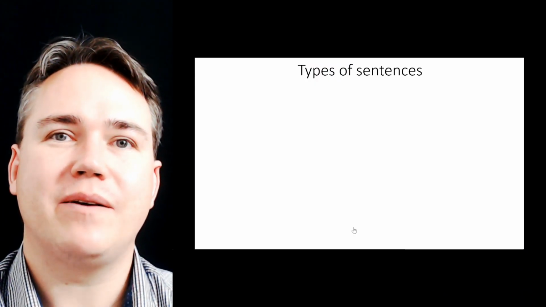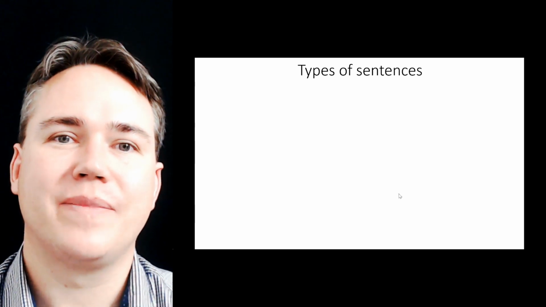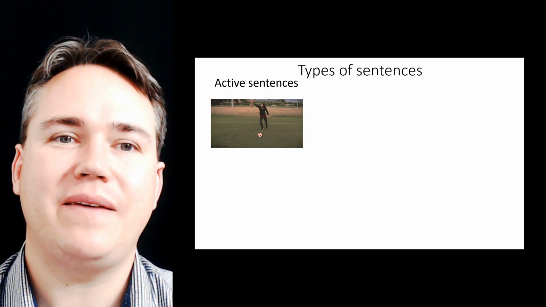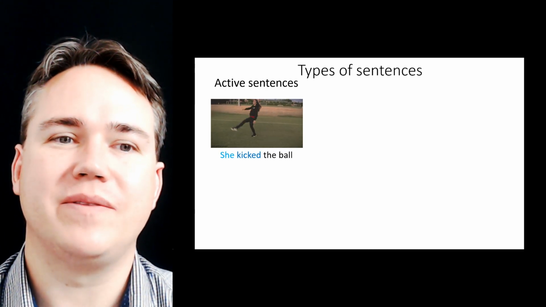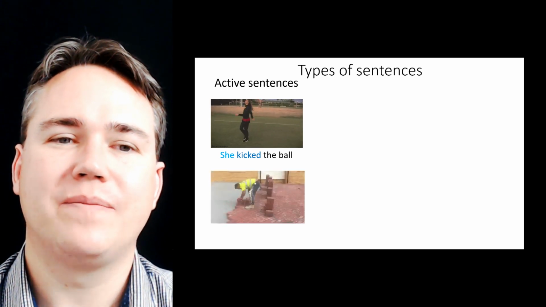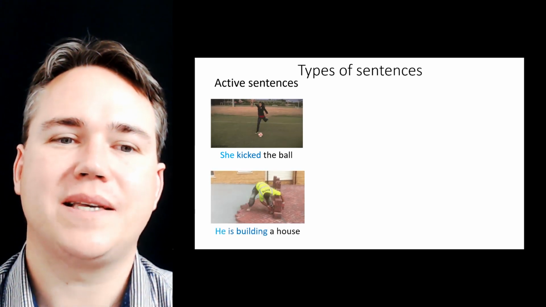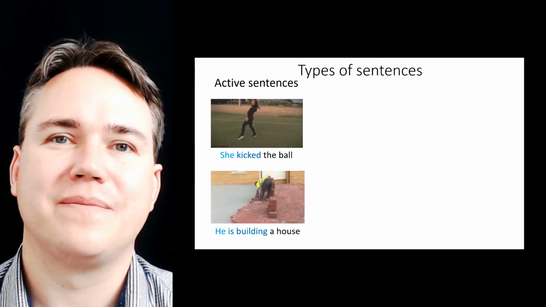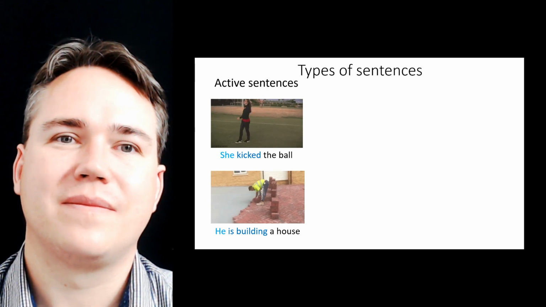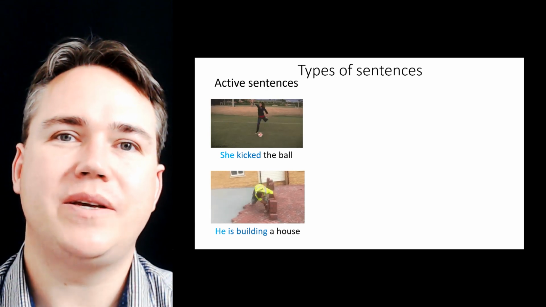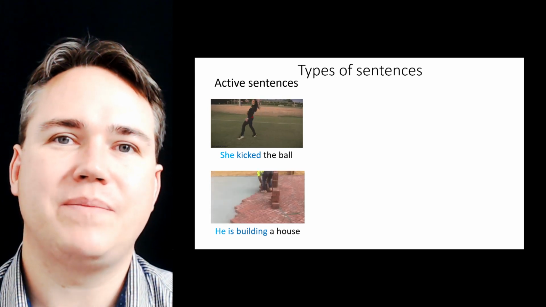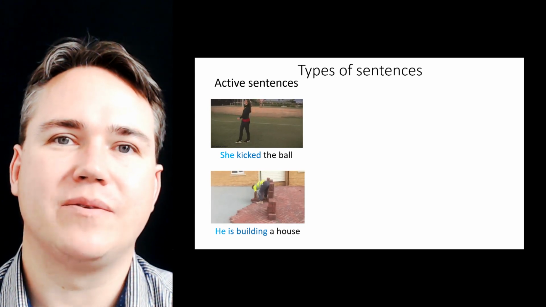So in English there are different types of sentences. There are sentences which we call active sentences, and they focus on people or objects and the actions they do. So in this case, she kicked the ball. In this case, he is building a house. In both of these situations, you can see people doing things. You can see the subject and you can see the action that they've done or are doing.